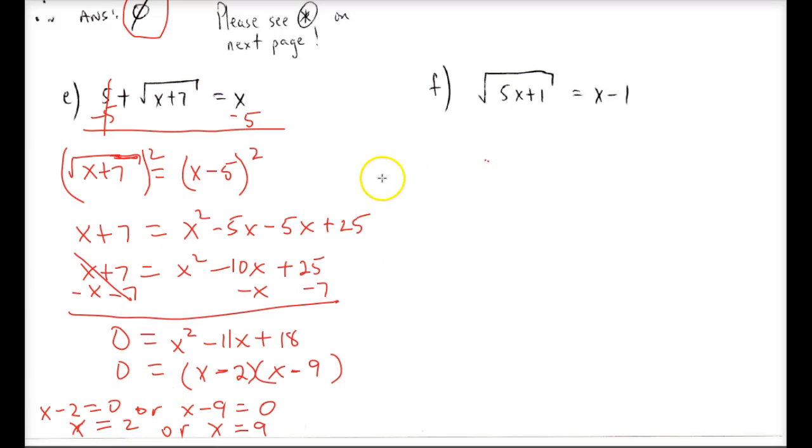Okay. Now, of course, if we go and check our answers here, we'll have 5, and I'm just going to use x equals 2 as the first one. So 5 plus 7.